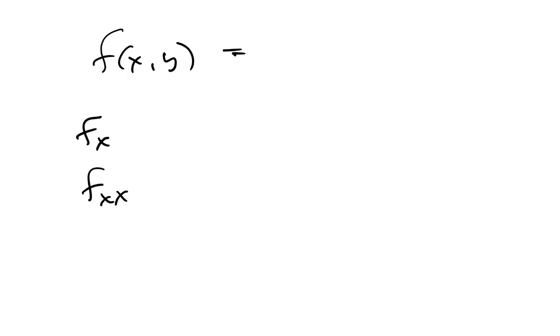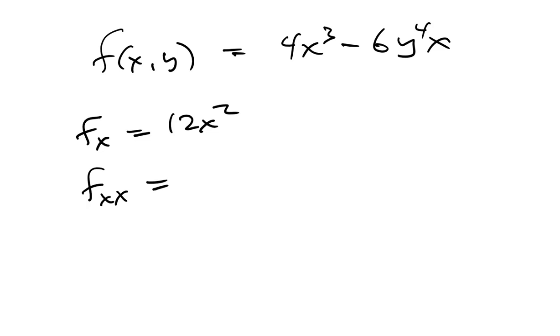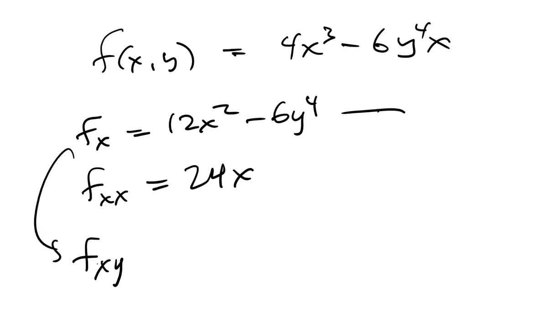So if you have f of xy equals, let's say, 4x cubed minus 6y to the fourth, f sub x would be 12x squared minus 6y to the fourth. And then f sub xx, now you take the derivative of this with respect to x, so it's 24x. This is gone because that's a constant now. All right, now we can do a mixed partial though. Take the derivative with respect to x, and then take the derivative with respect to y. So I'm going to take whatever I have in this line right there and take the derivative with respect to y. So this would be negative 24y cubed.